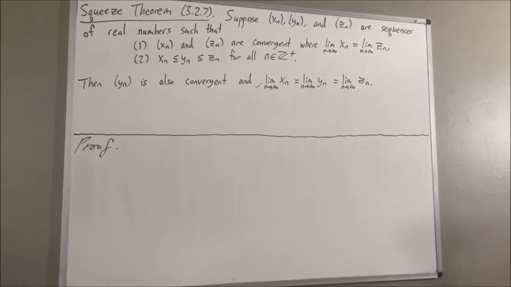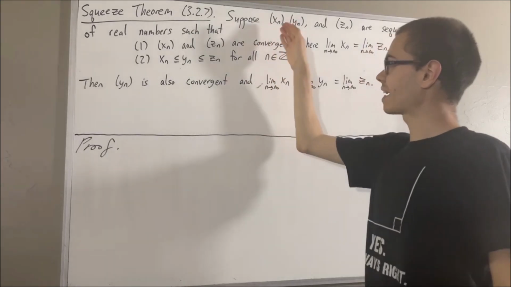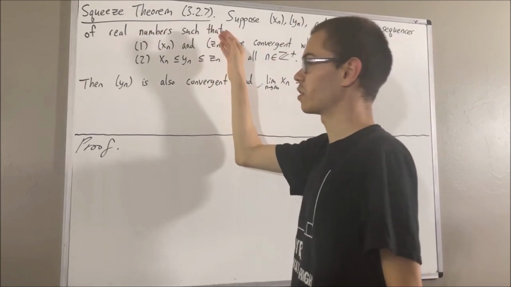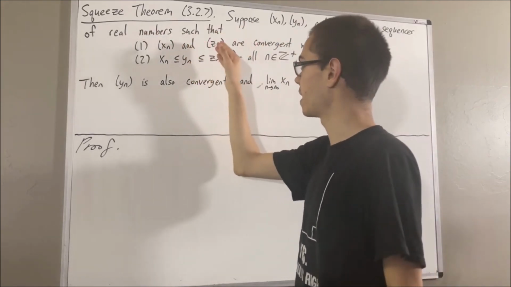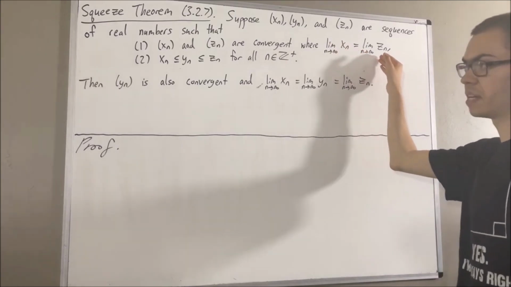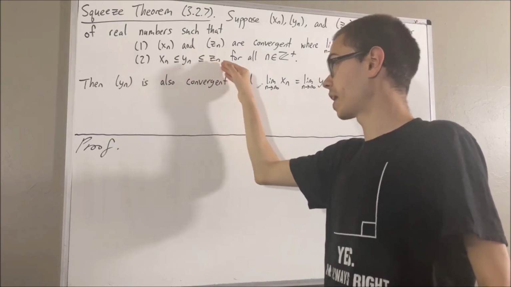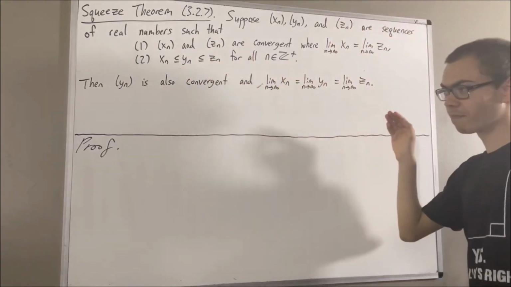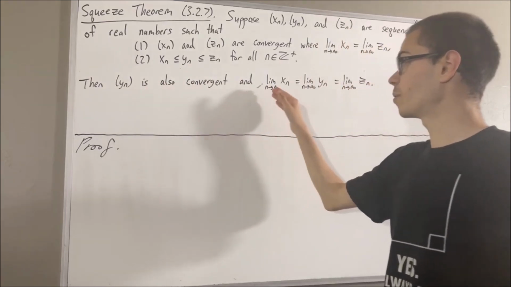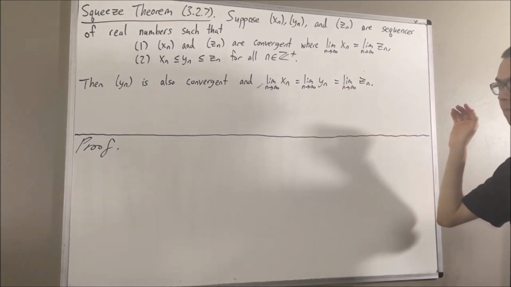Hello! In this video, we are going to prove the following theorem. Suppose xn, yn, and zn are sequences of real numbers such that 1, xn and zn are convergent, where the limit of xn is equal to the limit of zn. And 2, xn is less than or equal to yn is less than or equal to zn for all positive integers n. Then, yn is also convergent, and the limit of xn is equal to the limit of yn is equal to the limit of zn.